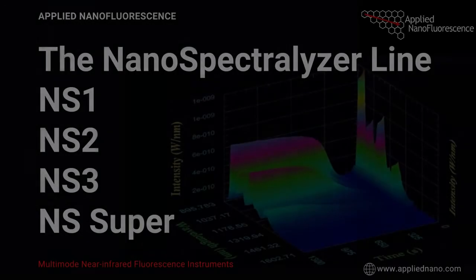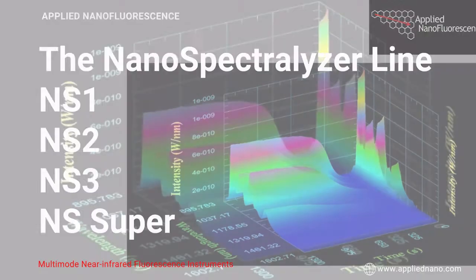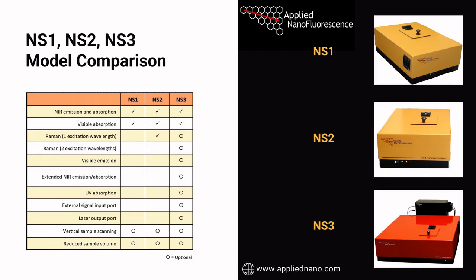Our nanospectralyzer product line is a series of multi-mode optical spectroscopy instruments centered on high-quality near-infrared fluorescence measurements. Each model includes sensitive near-infrared absorption and fluorescence measurements. Most also include visible absorption. The number and type of excitation sources varies by model, as well as the ability to add different Raman spectroscopy modules. The NS1 includes near-infrared emission measurements, as well as near-infrared and visible absorption. The NS2 is the NS1 plus a single Raman wavelength, and the NS3 is fully configurable.